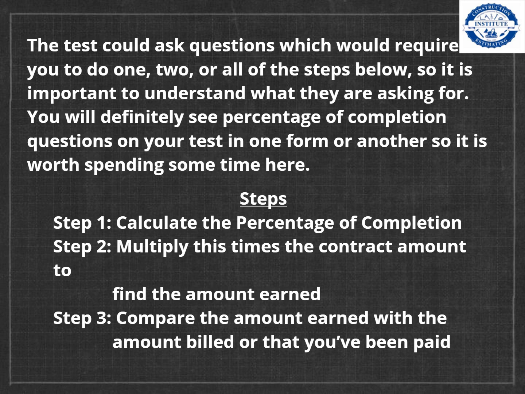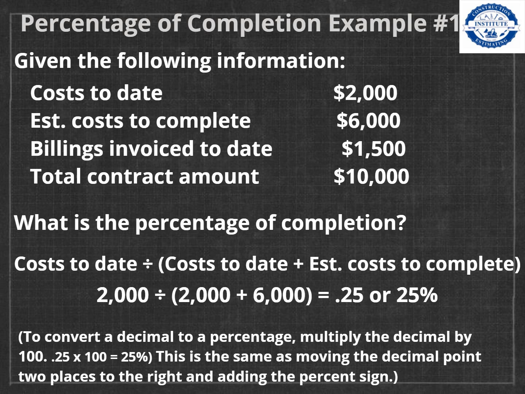Step number 1, calculate the percentage of completion. Step number 2, multiply this amount, the percentage of completion, times the contract amount to find the amount that you have earned. Step 3, compare the amount that you have earned with the amount that you have billed or that you've been paid. Percentage of completion example number 1.